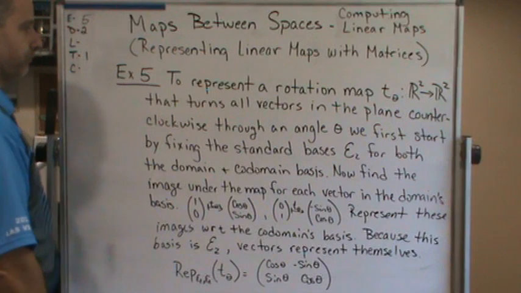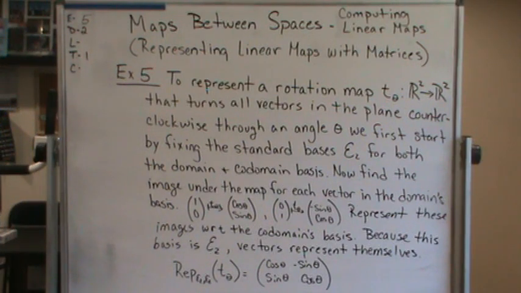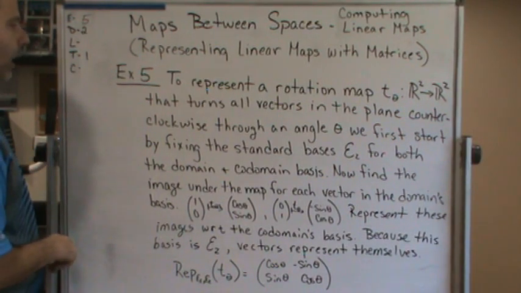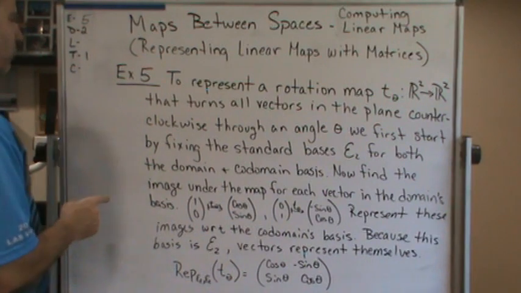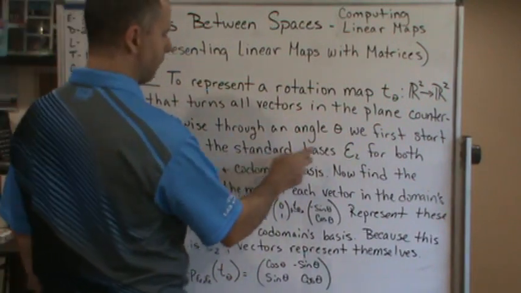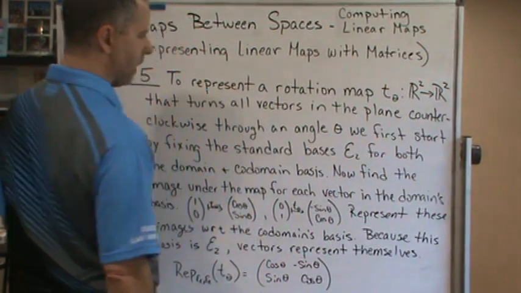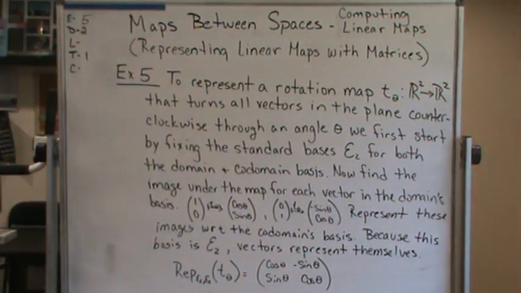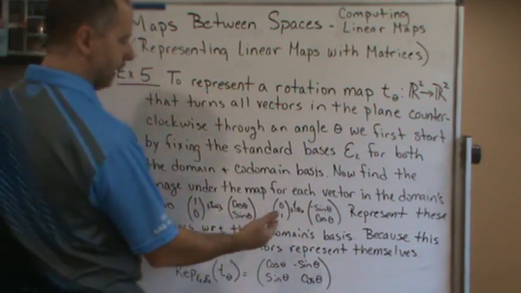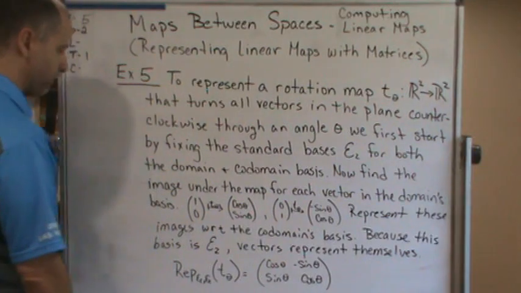Through theta degrees, or, how do I say this, by rotating it through an angle of theta. Now, just like before, we're going to start by fixing the standard bases. We're going to use epsilon 2 for both. Here's the difference: we're going to use the same basis for both the domain and the codomain. Now we're going to find the image under the map for each vector in the domain's basis.